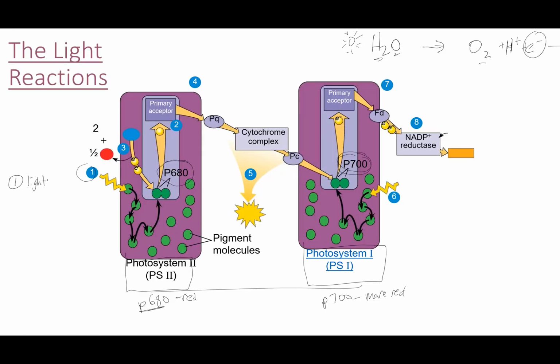So light is going to excite some electrons. It's going to move them from the ground states, and they're going to transfer that energy. It's going to bounce around between these pigment molecules. So that energy is going to move between pigment molecules until it gets to the P680 molecules in the reaction center. So it's starting in the light harvesting complex and bouncing around until it gets to the reaction center.